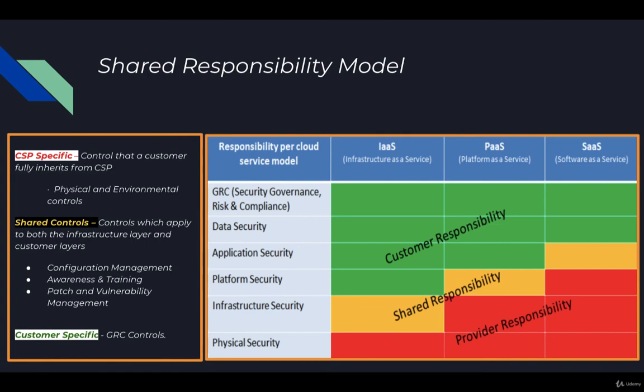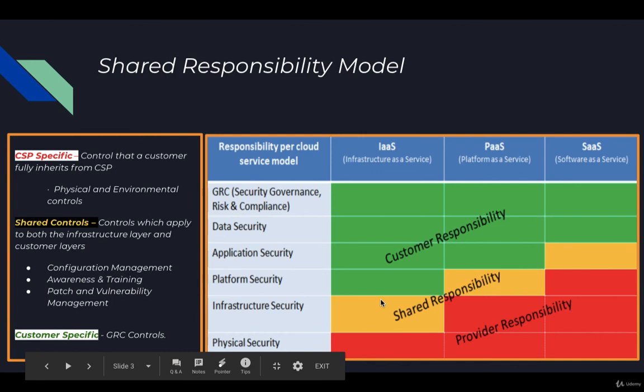Then patching and vulnerability management. Similarly, in the example of IaaS, it is the CSP who will make sure that all the hypervisors and all those are updated with the latest patches, and the firmware is upgraded. And similarly, it is the responsibility of the customer that all the instances which are on the platform are patched. So that is the kind of shared controls.